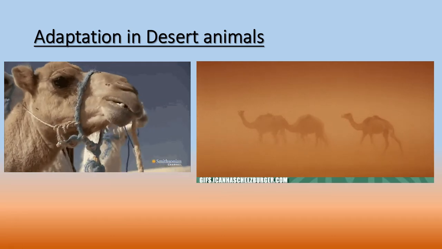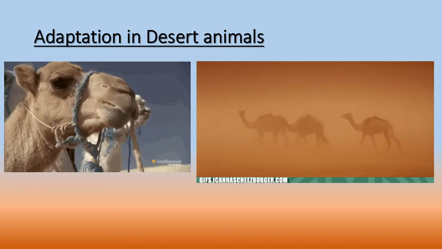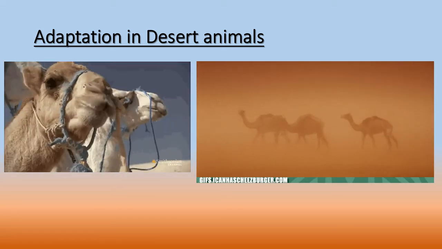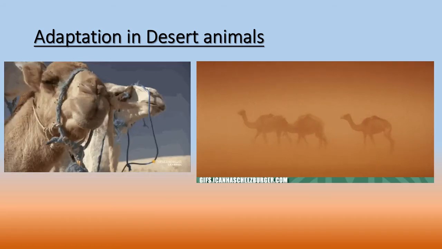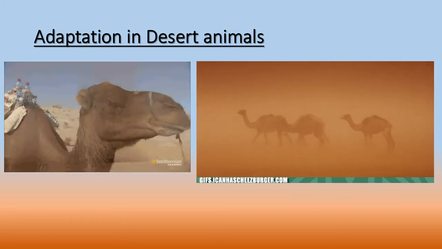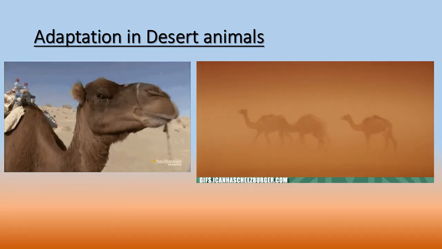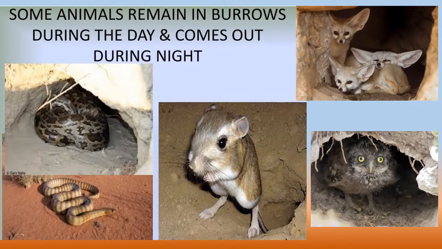Adaptation in desert animals. See, this is the camel, and during the sandstorm they can move forward. They can see clearly and they don't get troubled by the sand coming into their eyes or mouth. So these are some adaptations of the camel to survive in the harsh desert environment. There are some animals which remain in burrows during the daytime to avoid the heat of the sun and sand, and they only come out during the night, like snakes, scorpions, rats, mice, birds and foxes.